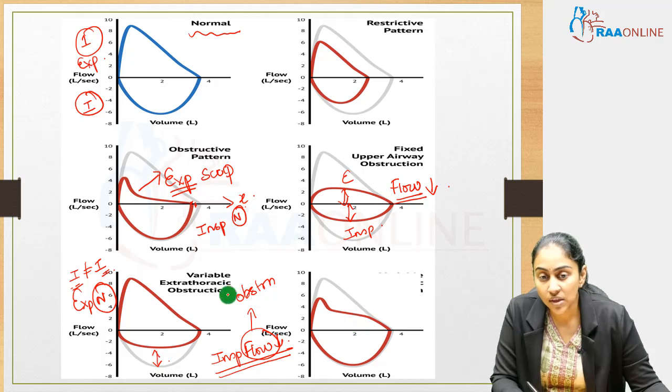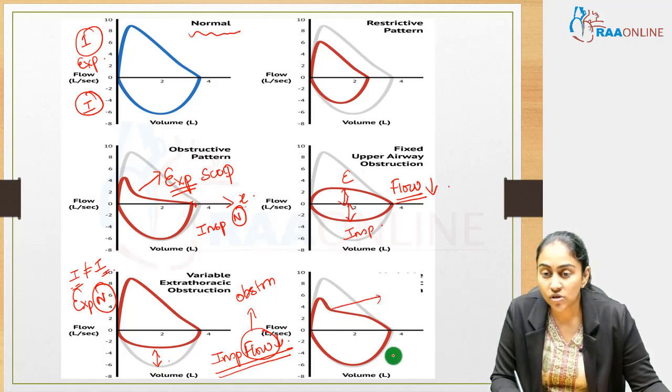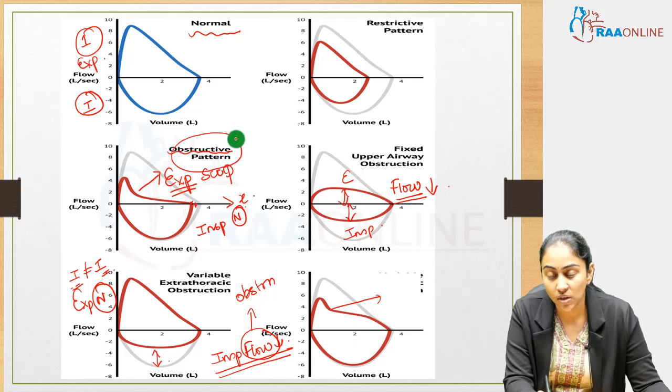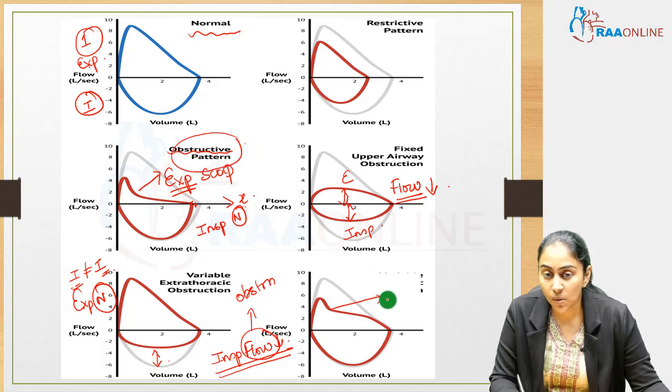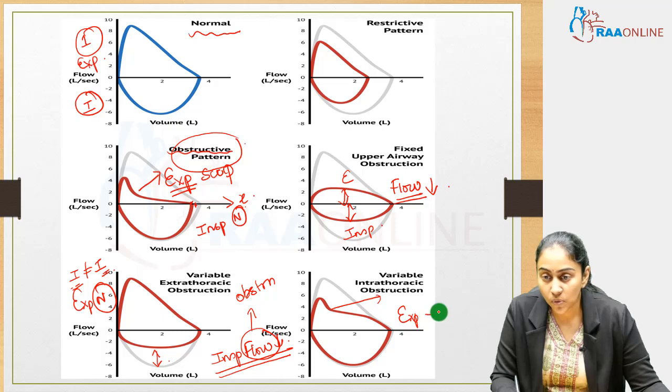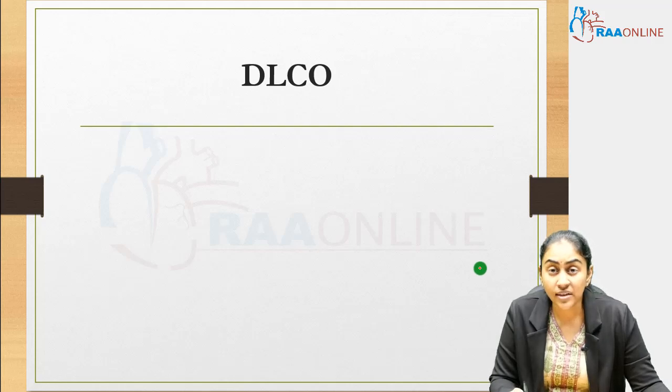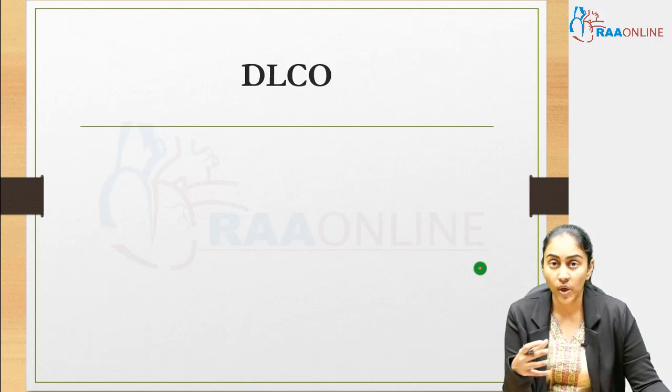Whereas here if you see, the opposite holds true. Here you have almost like an expiratory scoop, everything else is normal. So this is similar to our obstructive pattern. So all these diseases with the obstructive PFT like asthma, COPD, they all have variable intrathoracic obstruction, and that is what this is. So whenever there is a problem in the expiratory flow volume loop, then there is going to be an intrathoracic obstruction. So having understood this, let's look at DLCO and how we interpret it.